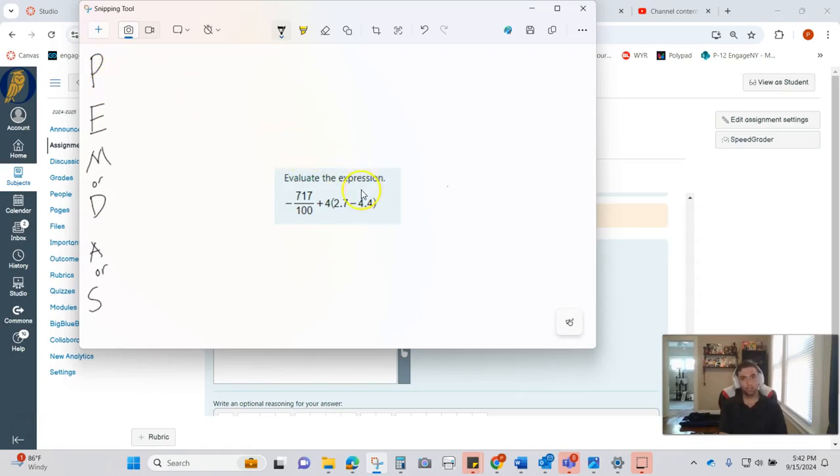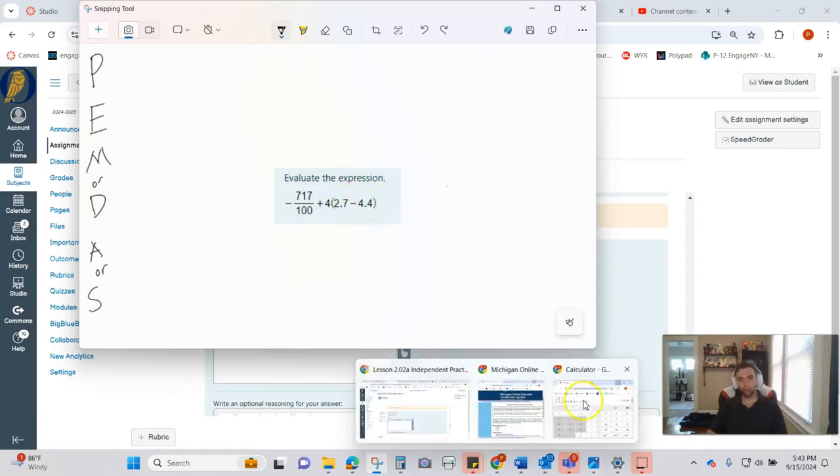Do you see any parentheses or any operations inside parentheses? You do? Nice. So do I. Right here. I see a minus sign inside the parentheses. Since this minusing question is inside parentheses, let's do this first with our calculator.